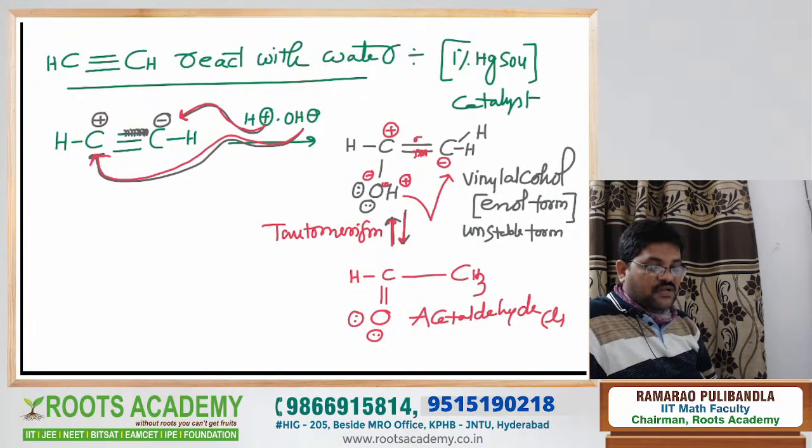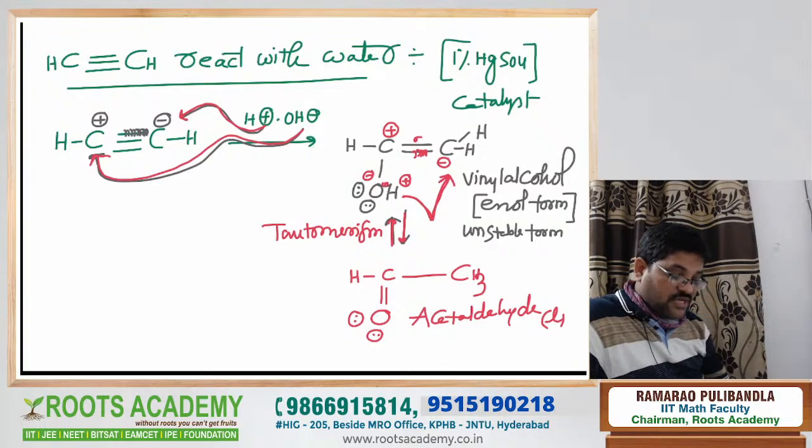The enol form is unstable now. In the unstable enol form, the pi bond shifts to this carbon side, C minus, C plus. In the OH group, because of the electronegativity difference, O minus, H plus. The H plus attacks the C minus, which becomes CH3. C plus and O minus, you get C double bond O, and you get acetaldehyde. The enol form changes to acetaldehyde. So the reaction with water is completed. Understood what I am saying?